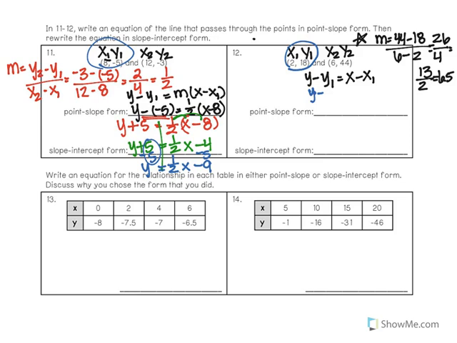minus y1, which is 18. Notice it went from a positive to a negative there. And I forgot part of my formula. Let's fix that. m parentheses x minus x1.